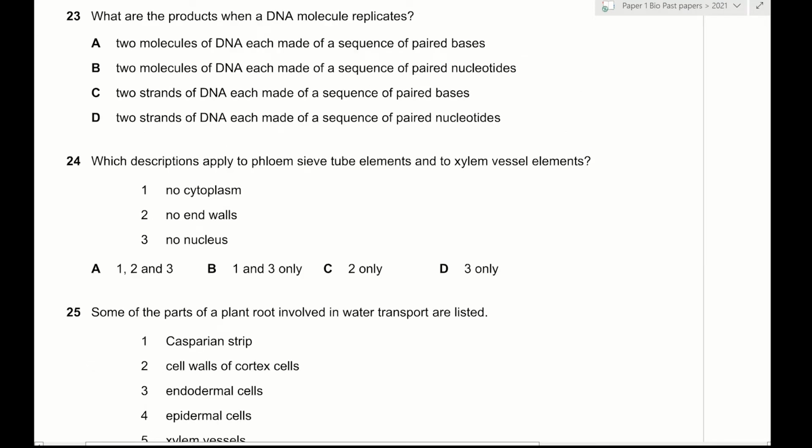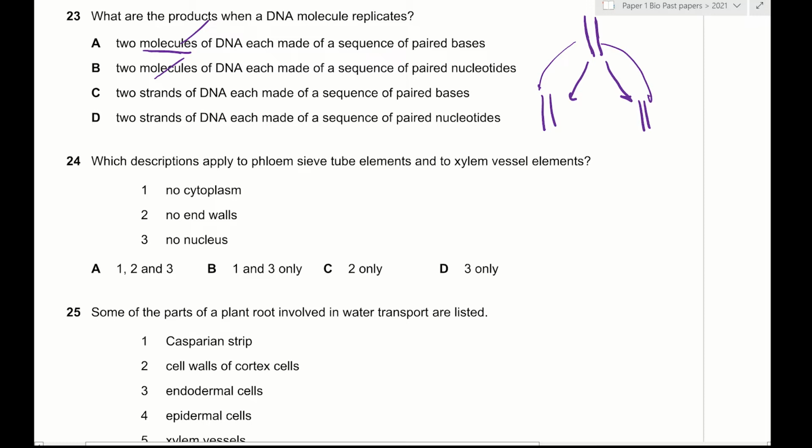3. What are the products when a DNA molecule replicates? So, A. Two molecules of DNA, each made of a sequence of paired bases. So, when a DNA molecule replicates, let's just assume that this is the DNA, it forms two molecules of DNA by semi-conservative DNA replication. So, an old strand and a newly synthesized strand. So, two molecules is correct.